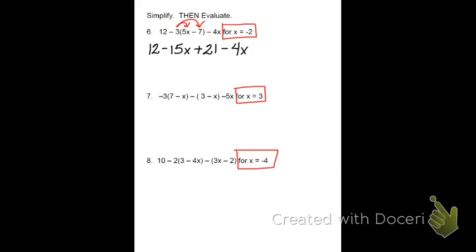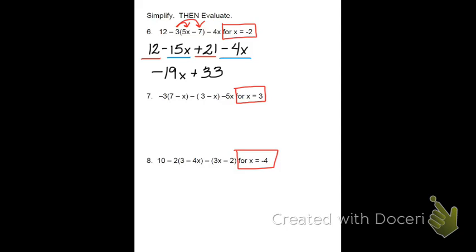We've done enough of these to be a good test of taking some notes here. Okay. So combining like terms, you've got the negative 5x and a positive 4x, and you have the two whole numbers, 12 and 21. So you're going to be left with a negative 19x plus 33.